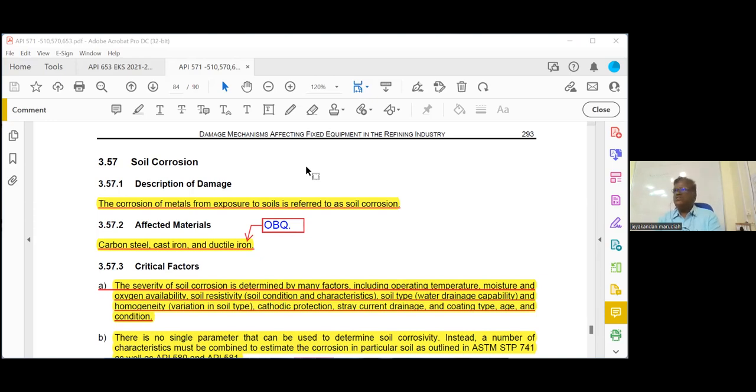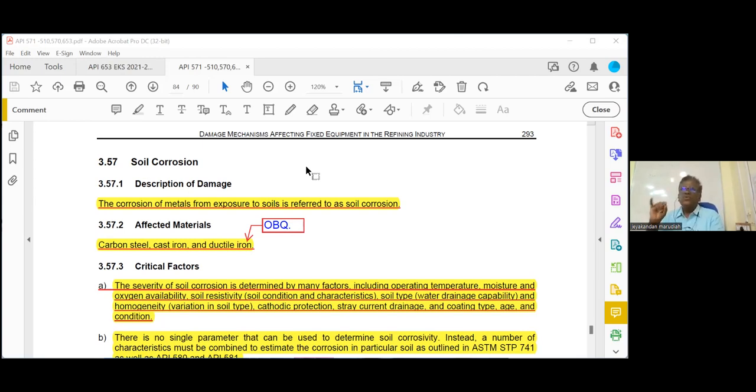If it is more resistive soil, it means low corrosivity. So resistivity and corrosivity are opposite. More resistivity, less corrosivity. We measure the resistivity in ohm centimeter. So how to measure the resistivity? We have different methods. In API 570 actually, the Wenner 4-pin method, soil bar, and soil box to measure the resistivity of the soil.